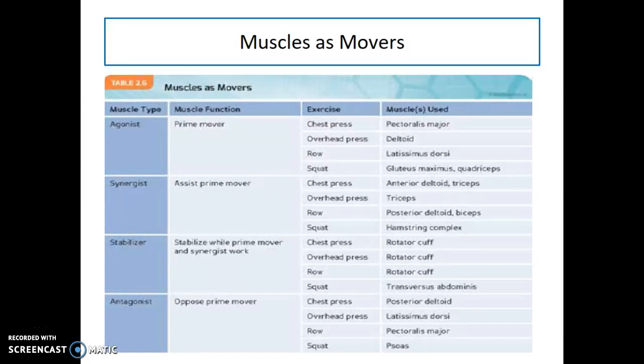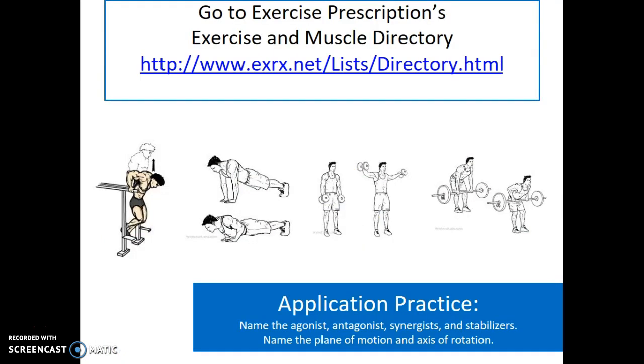This table is a little blurry, but when you're looking, it gives you some examples of those muscles, of the exercises, for the muscles that were used or the questions that I asked a couple slides ago. That way you can test your answers. Now, again, if you would like to practice, go ahead and check out this website, exrx.net, and go through some of these exercises and find the agonist, the antagonist, the synergist, stabilizers, etc.